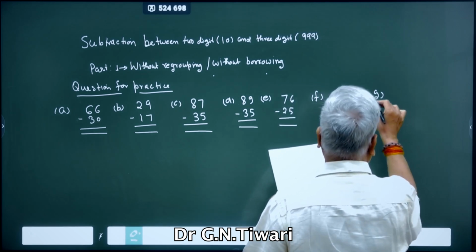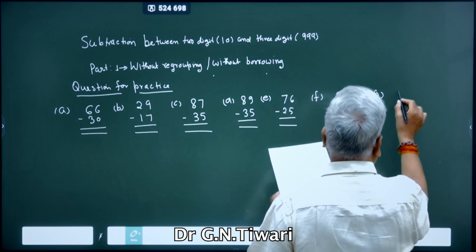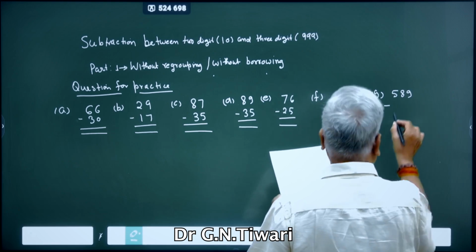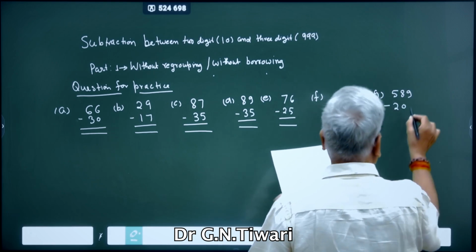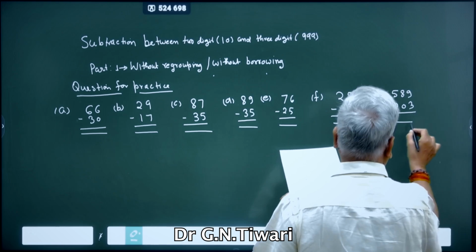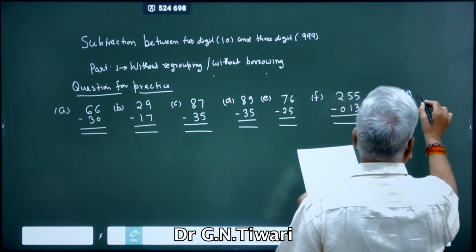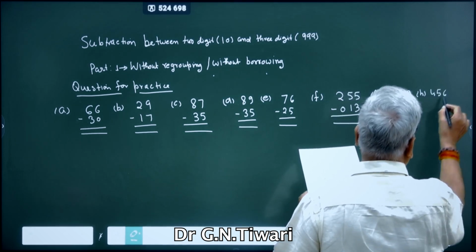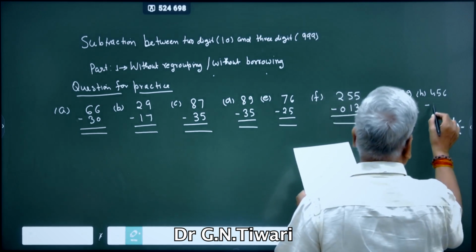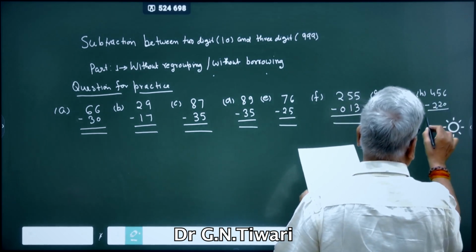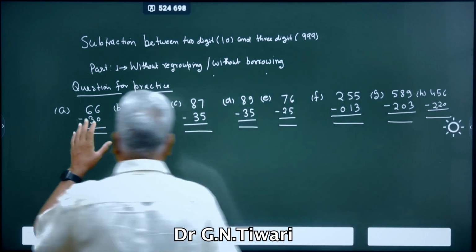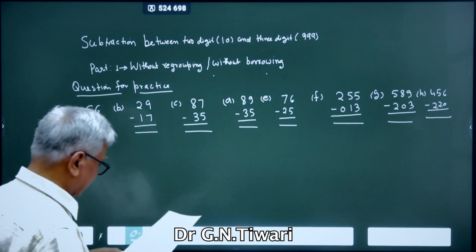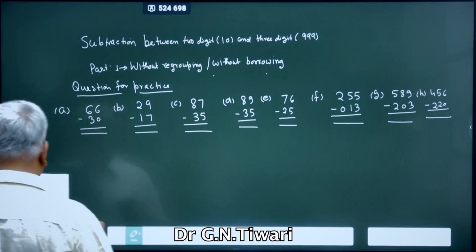G: 589 minus 203. H: 456 minus 220. This is 2-digit as well as 3-digit, and many questions can be formed like that. Now, I am giving some questions in words.